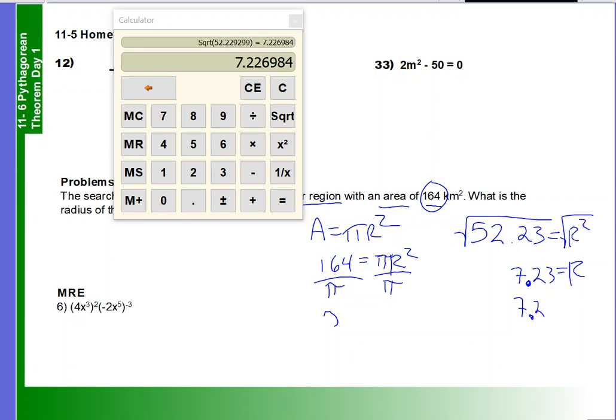Finally, let's talk about the points, obviously. You'll get 1 point for the correct work, and 1 point for the correct answer.